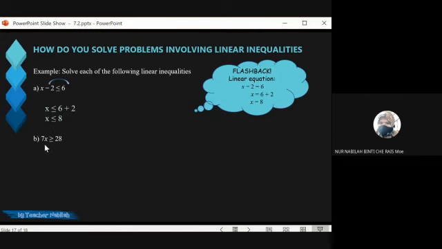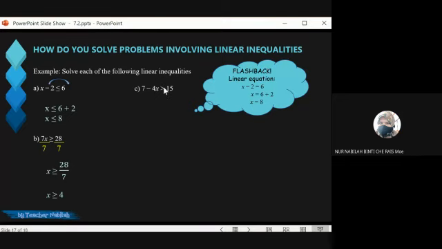Okay, another example. 7x more than or equal to 28. So how to solve this? Last time, remember, if equal, how to solve? We have to move this 7 to the other side, or you can divide by 7. Okay, you divide by 7 so that you can cancel this. So x more than or equal to 28 divided by 7. It will become like this. So you solve 28 divided by 7, equal to 4.